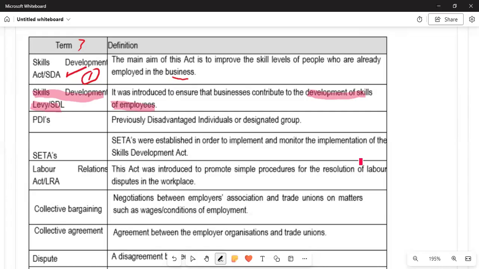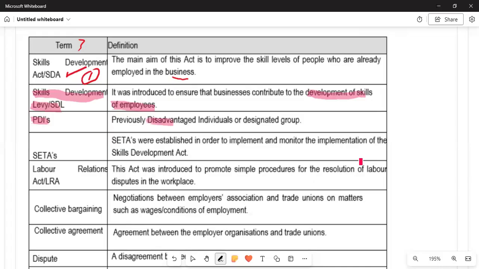Now we have PDIs, previously disadvantaged individuals or designated groups. Those are people who were overlooked in the past. They were disadvantaged. They were not accommodated.